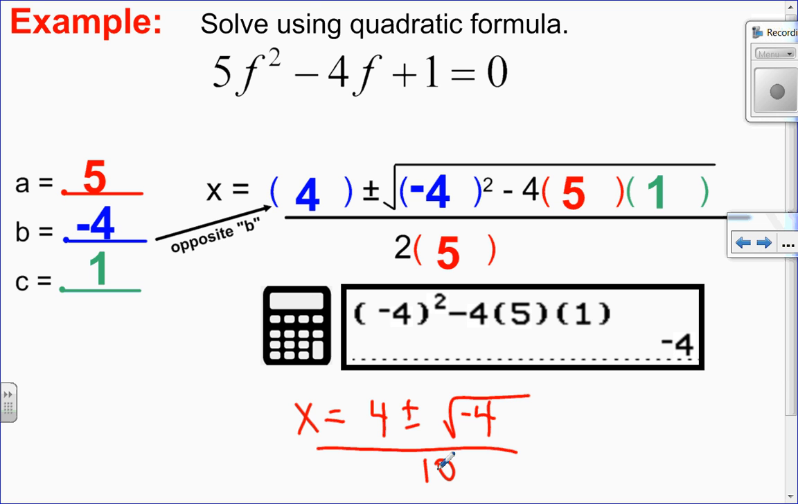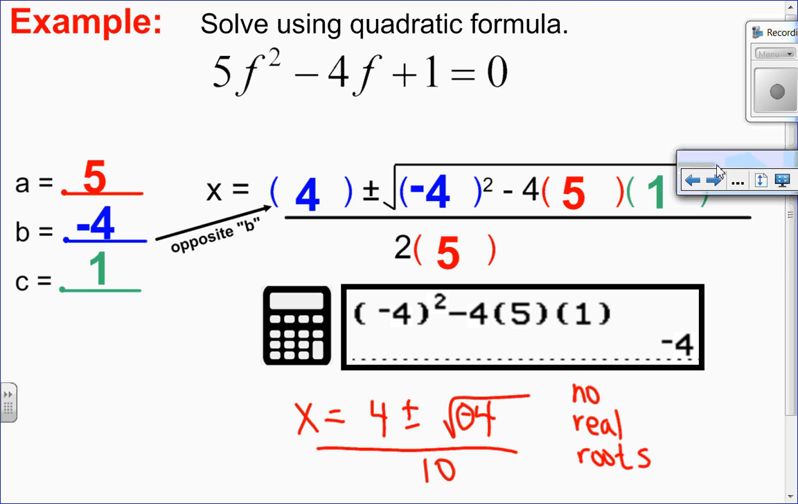And hopefully when I write it out like that, you see a problem. I am taking the square root of a negative number, which I'm not allowed to do in the real number system. So what I can say here is that there are no real roots to this equation, because I can't square root a negative number. This means there are solutions in the imaginary number system, but not the real number system.